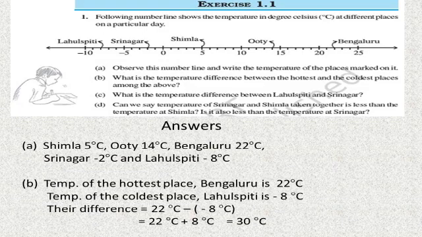Okay, B part. What is the temperature difference between the hottest and the coldest places among the above? So the temperature of the hottest place will be the maximum temperature, and on the number line the maximum number comes towards the right and the lowest number or the minimum number comes towards the left. So the temperature of the hottest place, that is Bengaluru, as mentioned above in the A part, is 22 degrees Celsius, and the temperature of the coldest place, that means the minimum temperature, it will be Lahul Spiti, equal to minus 8 degrees Celsius.